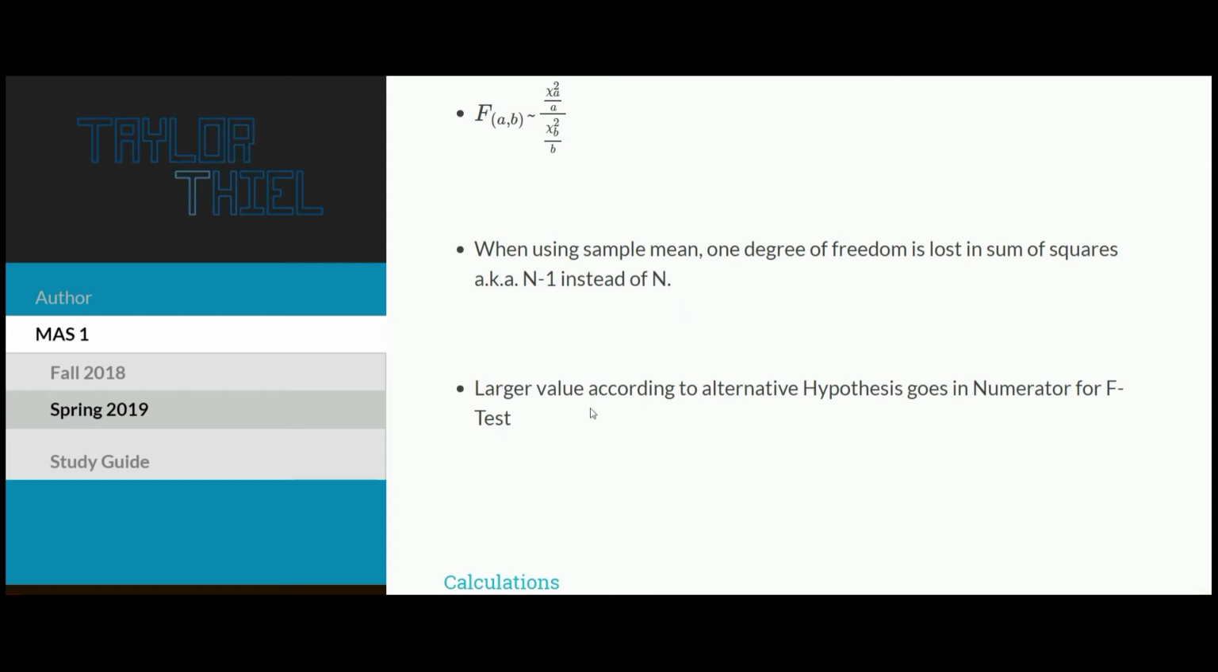And then this isn't something I talked about yet, but specifically for MAS1, the tables were provided. We end up getting test statistics and p-values to the right of the curve. And so when you're doing these F-tests, you need to make sure that whichever value is larger according to your alternative hypothesis is in the numerator. So when picking which variance should be A and which one should be B, you base that off of the alternative hypothesis and put the larger one in the numerator.